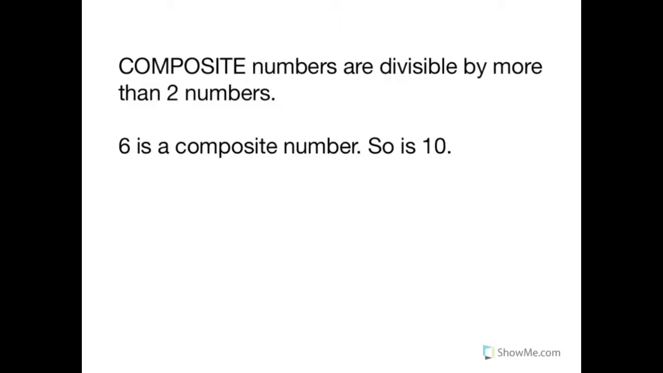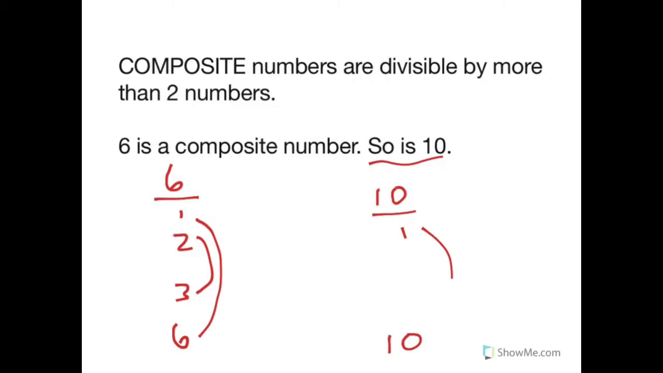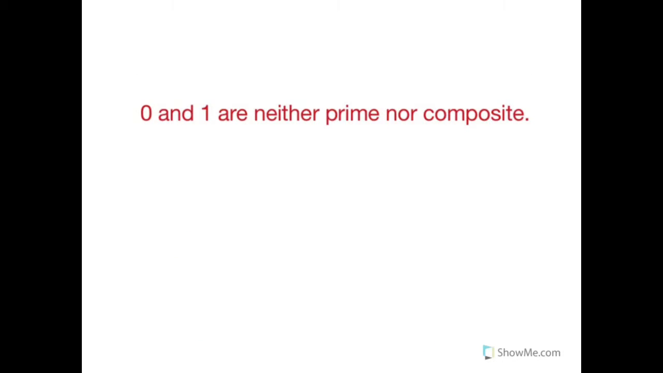Composite numbers, however, are divisible by more than two numbers. 6 is a composite number. So if I write 6, well, 6 can be divided by 1 and 6, but 6 can also be divided by 3 and 2. So you see that there's more than two numbers, so it's a composite number. Another example, 10 is a composite number. 10 and 1, but also 2 and 5. So when you have more than two numbers that are divisible, you have a composite number.